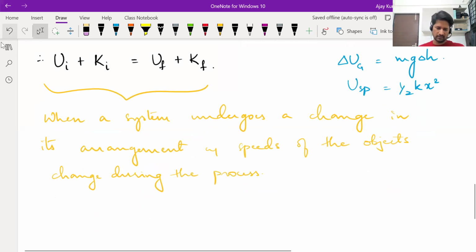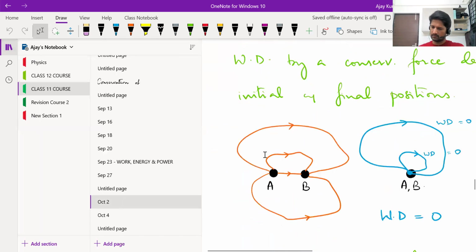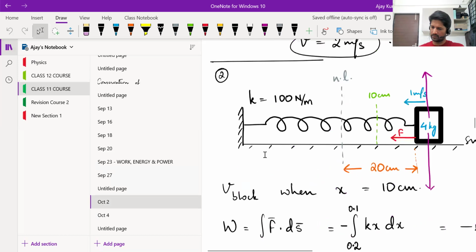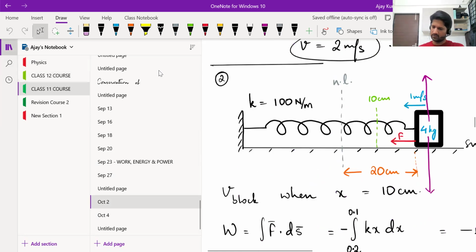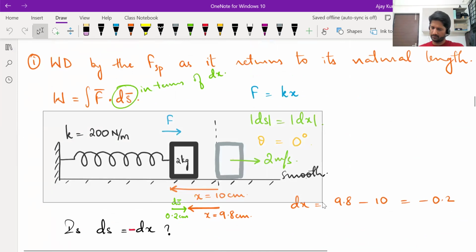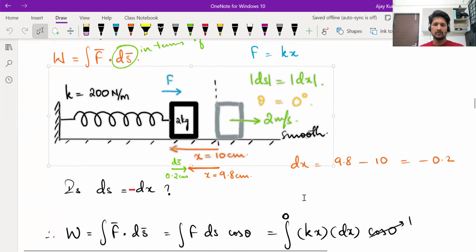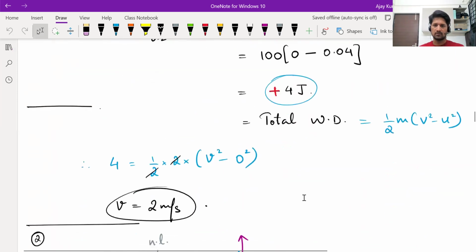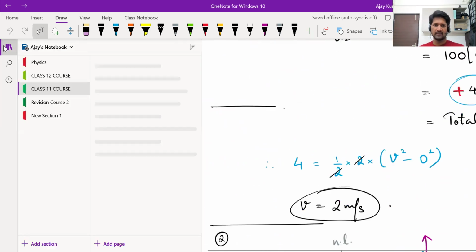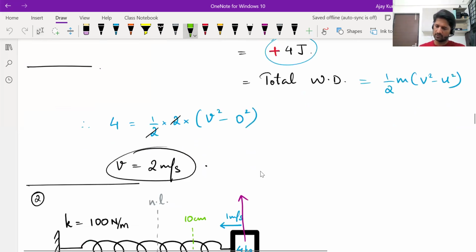Let's consider a much simpler problem first. The last class question was slightly difficult, so let's consider those spring block questions. Maybe this one: work done by the spring force as the spring returns to its natural length is how much? Let me copy the diagram. Initially, the spring is compressed by 10 centimeters. The answer we got is 4 joules, which is nothing but the work done by the spring force. Based on that, we got the speed of the block as 2 meters per second.